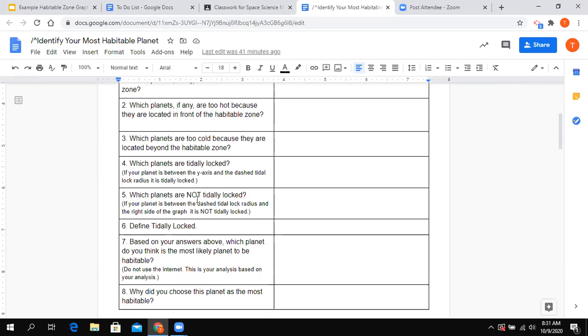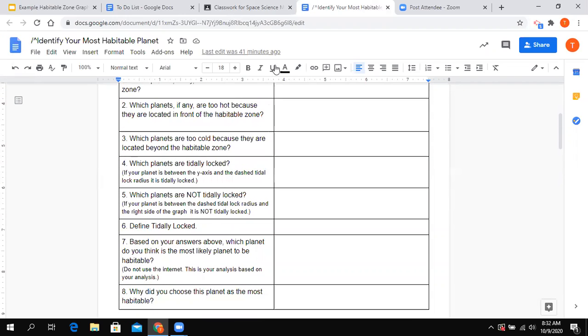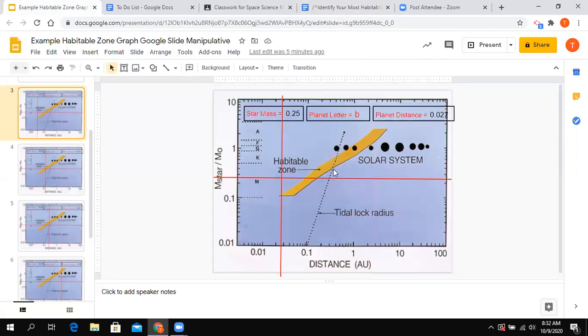All right, the next part is which planets are tidally locked and which planets are not tidally locked. Okay, so that information is also on these graphs. So this is the tidal lock line right here. So we learned tidal lock back in the last unit. As a reminder, the moon is tidally locked to the Earth. The same side of the moon always faces the Earth. Now, if Earth was a star and the moon was a planet, that means the side of the moon facing the star, Earth, in that case, would be extremely hot. And the other side, which never faces the Earth or our imaginary star, would be extremely cold.